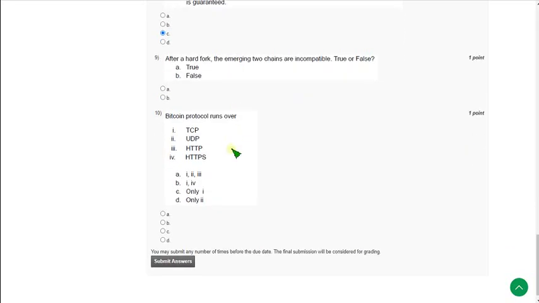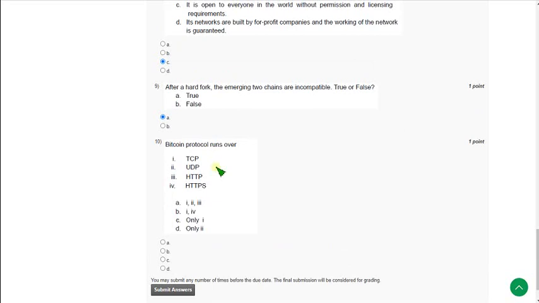Moving on to the ninth one. After a hard fork, the two emerging chains are incompatible. So for this statement, the answer is option A, true. So A is the correct answer for the ninth question. Moving on to the final question of this assessment, the 10th question. Bitcoin protocol runs over... So we know that it runs over only one. So mark option C as the correct answer for the 10th question.